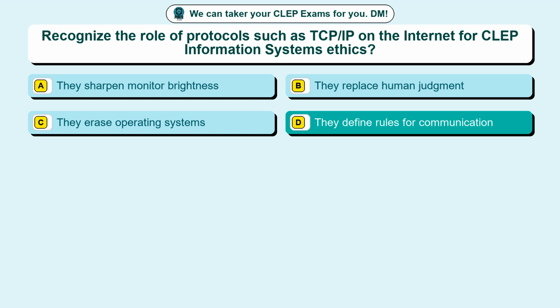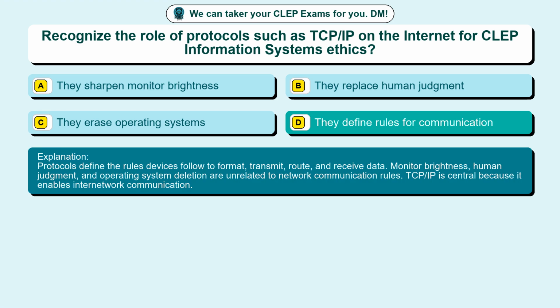They define rules for communication. Protocols define the rules devices follow to format, transmit, route, and receive data. Monitor brightness, human judgment, and operating system deletion are unrelated to network communication rules. TCP/IP is central because it enables inter-network communication.